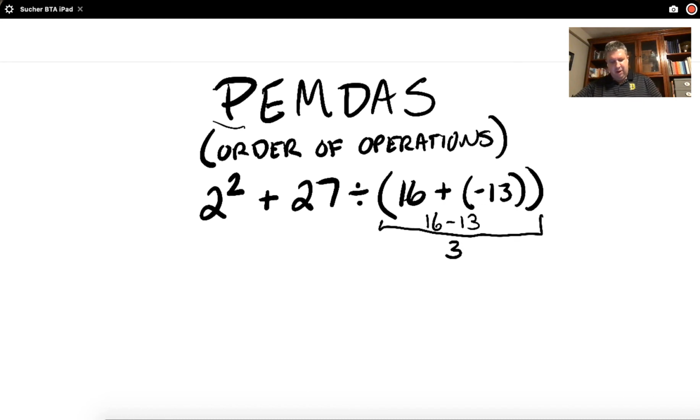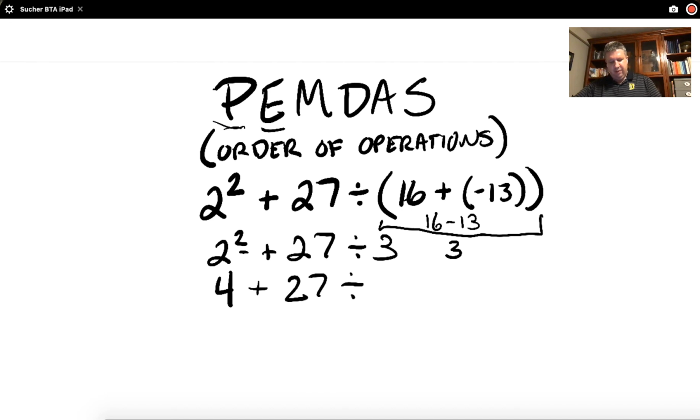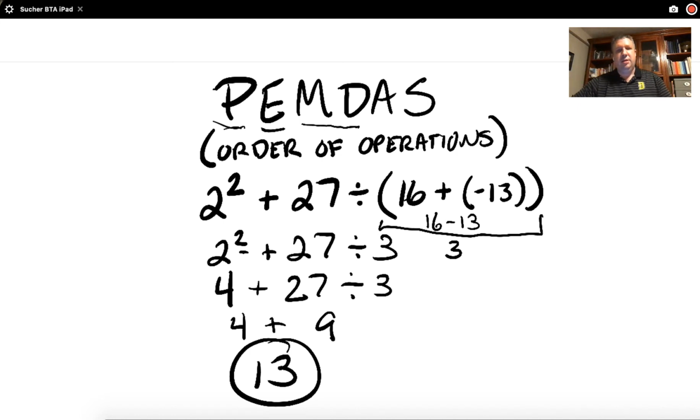So now my problem is 2 squared plus 27 divided by 3. I've cleared out all the parentheses, so now I'm on to the exponents. So my 2 squared right here, 2 times 2 is 4. So now I have 4 plus 27 divided by 3. And our next section is going to be multiplication and division. So the next thing that I do is my division, 27 divided by 3, which is 9. 4 plus 9, so that means the solution to this problem is 13.